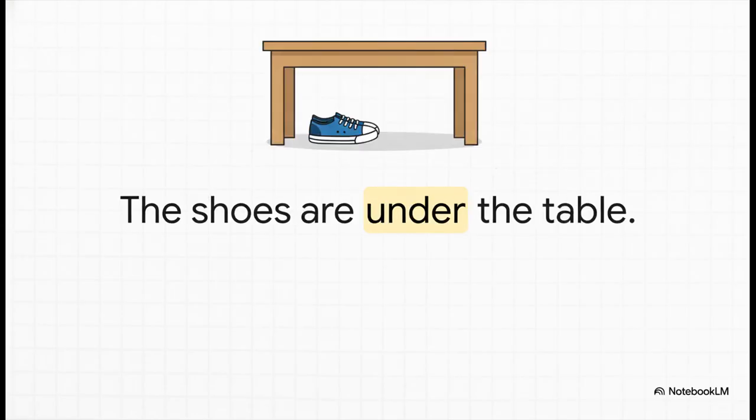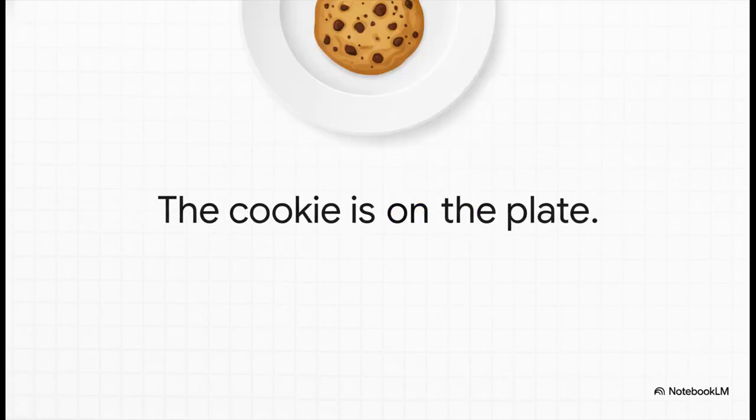Okay, so if in means inside, what do we say when something is below something else? Well, for that, we use under. The shoes are under the table. It means they're at a lower level, and in this case, they're kind of covered by the table. And look, we're back to our friend on, just like with the owl. The cookie is on the plate. Notice the difference here? It's not in the plate. It's resting right on the surface.